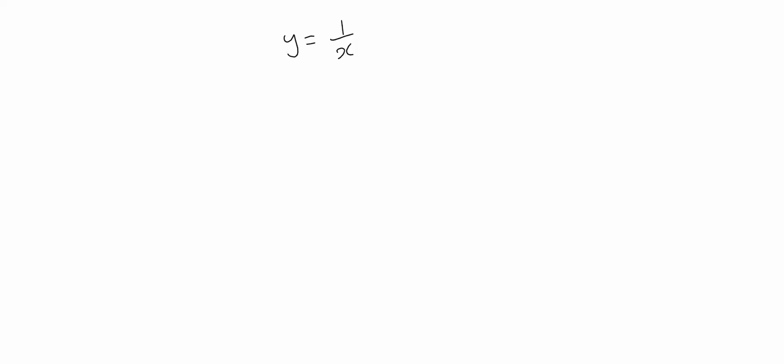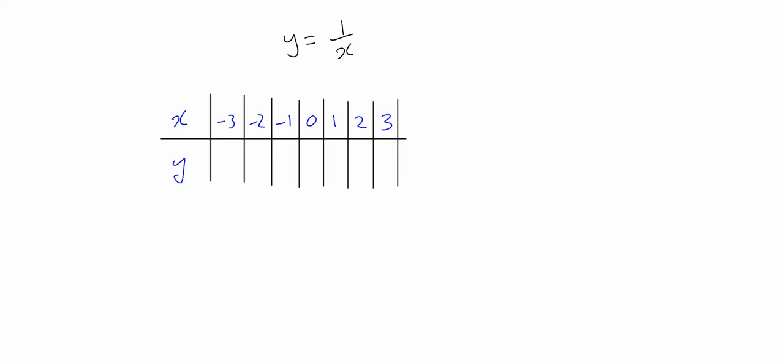Well, let's consider some values of x. So let's take x, minus 3, minus 2, minus 1, 0, 1, 2 and 3. And what values of y do we get? Well, if x is minus 3, y will be 1 over minus 3, minus a third. Minus 2, 1 over minus 2 is minus a half. If x is minus 1, 1 over minus 1 is minus 1.